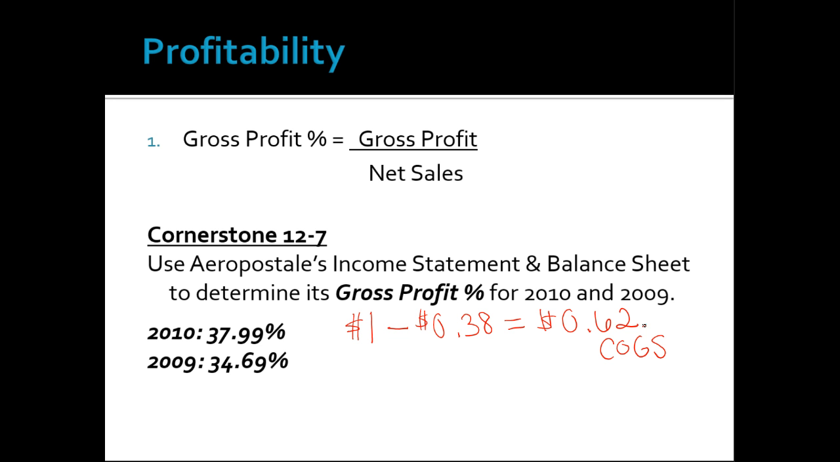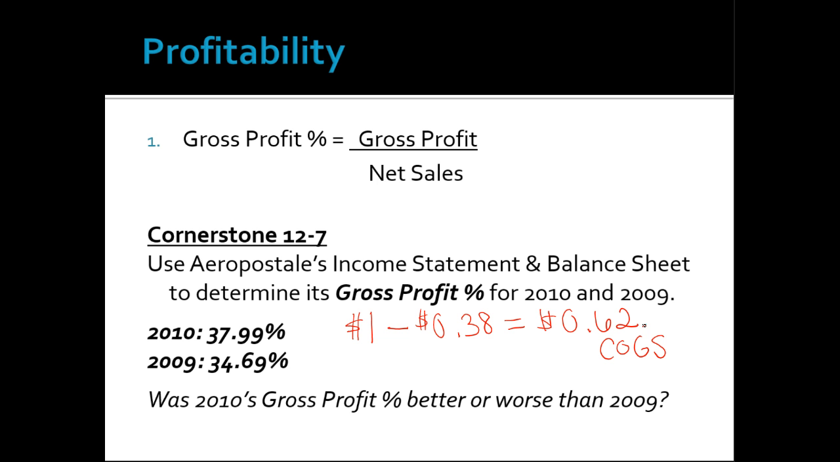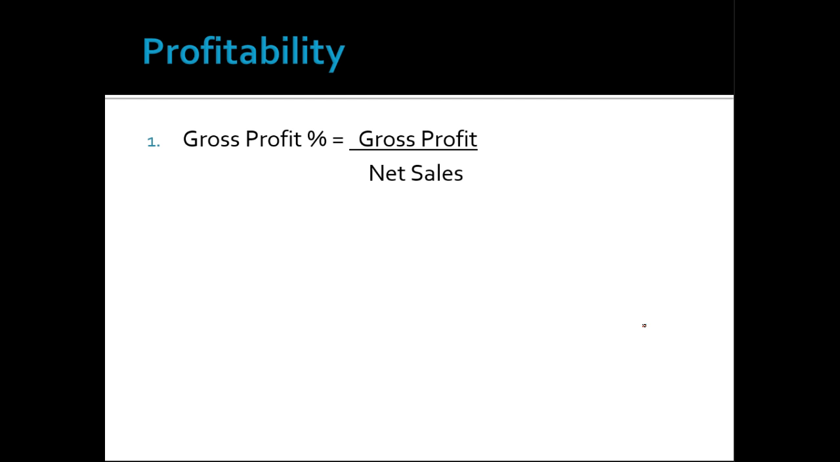Now, in 2009, Aeropostale's gross profit margin was 34.69%. Was 2010's gross profit better or worse than 2009? Exactly. We want our profitability percentages to be higher. And in 2010, Aeropostale's gross profit margin was higher, which means it was better.